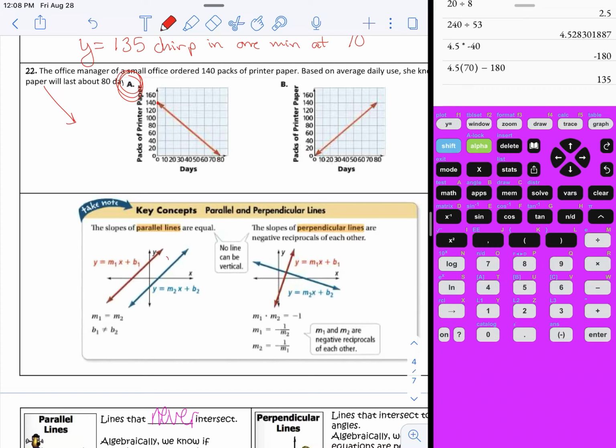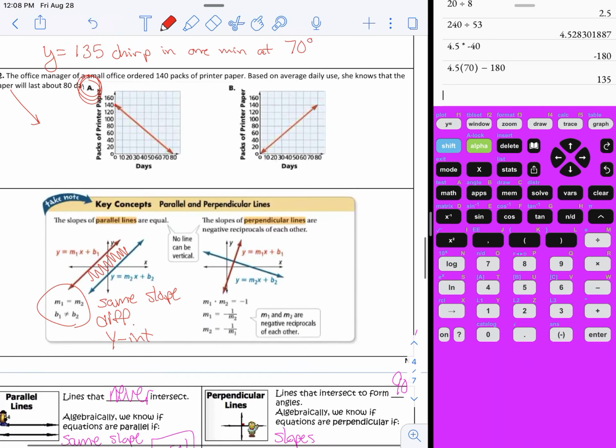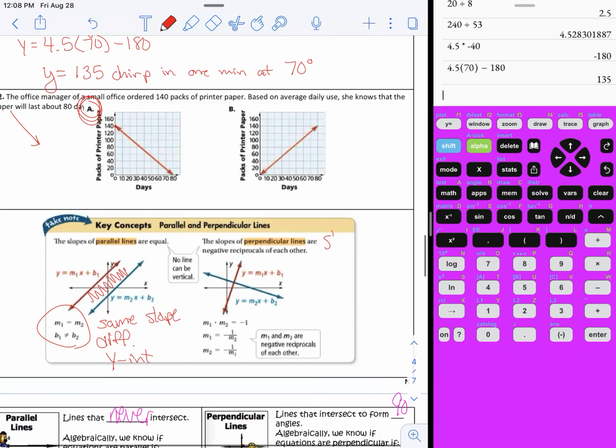Just FYI, parallel lines, they're never going to cross, guys. And the reason they're never going to cross is because they have the same slope, okay? And they have different y-intercepts. And if you're like, how do you know that? Because I know that, and that's what that says right there. Same slope, different y-intercepts. And if something's perpendicular, that means that their slopes are what we call opposite reciprocals, okay?